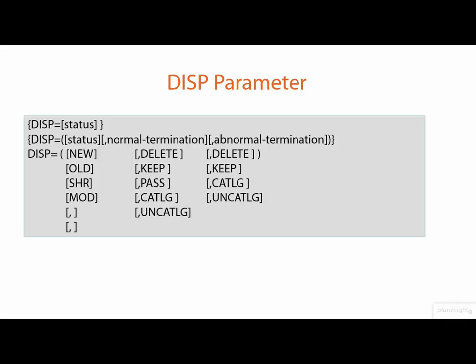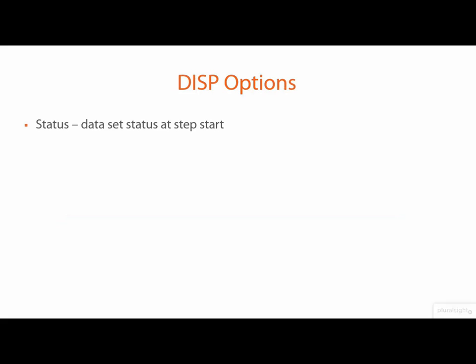The termination options allow us to determine what action we want to take for this data set once the job itself is completed. And so essentially what we're dealing with then is that when we start the job itself, the data set status is going to indicate how we can share that particular data set. So if it's opened with a new, old, or a mod, then that means that we have exclusive use of that data set and no one else can share that data set with us.